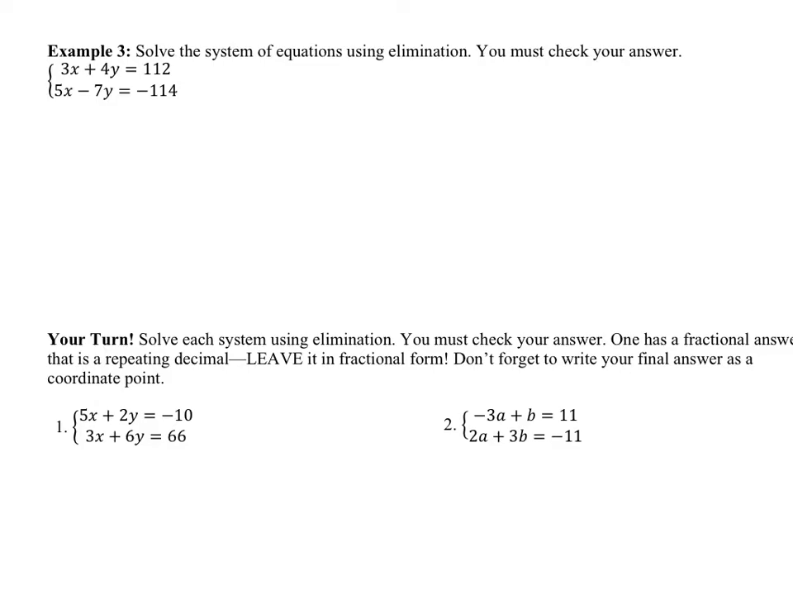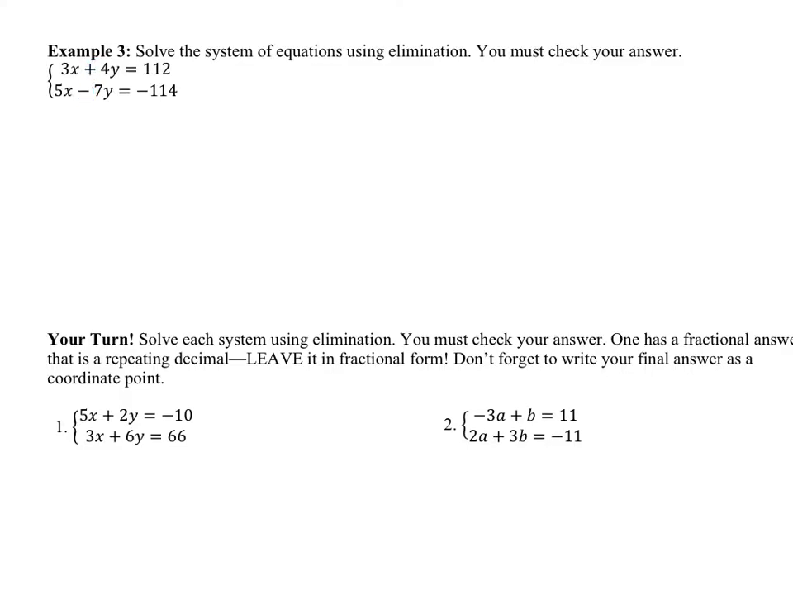This is example 3 for the 8.4 lesson. So we're going to solve the system using elimination, just as we have been doing. So we want to look at our system and realize that adding the equations together right now won't do anything. 3x plus 5x is 8x, 4y plus negative 7y is negative 3y.